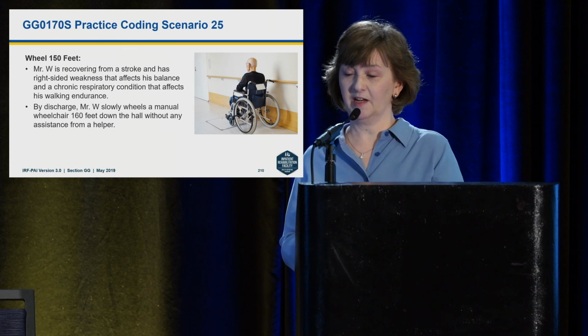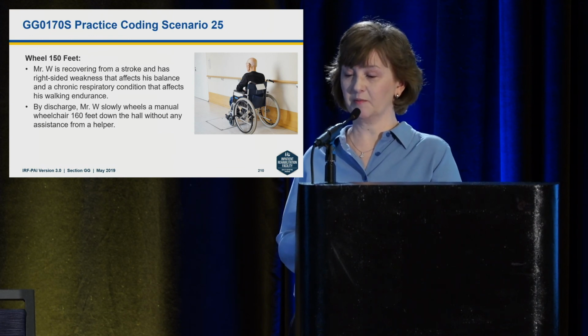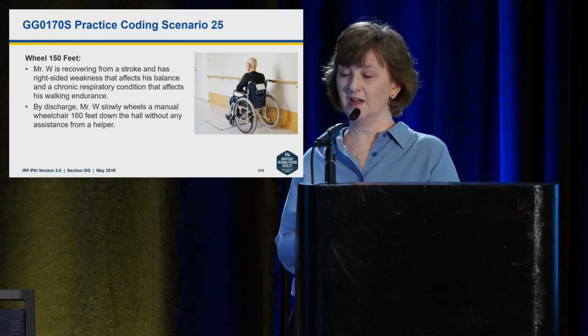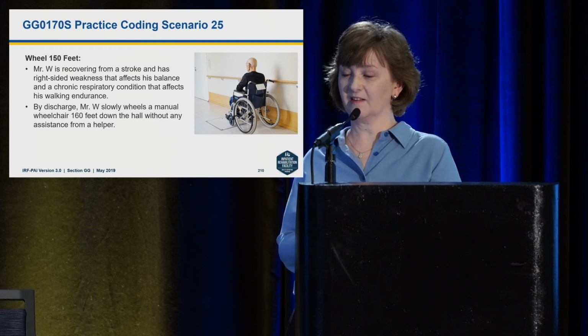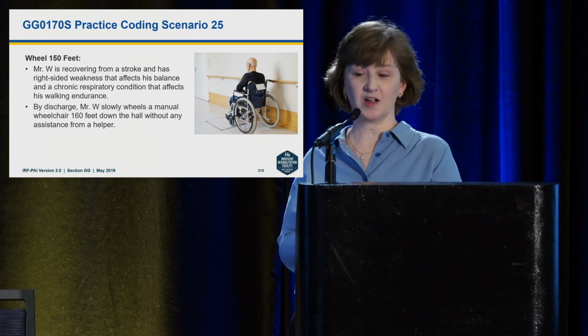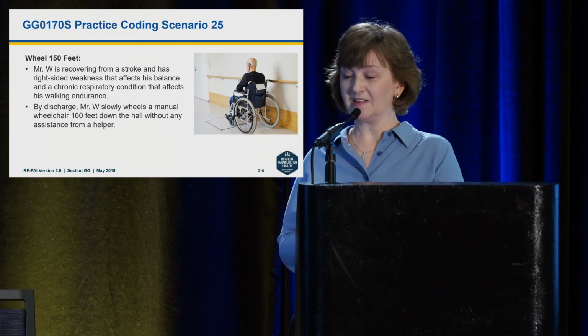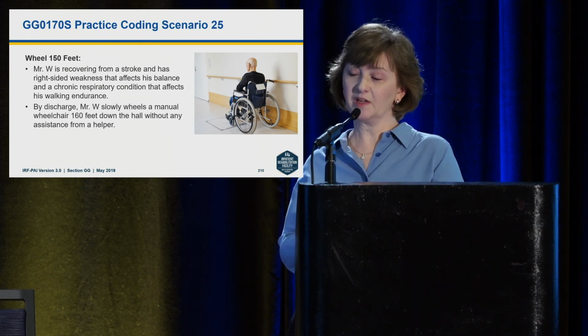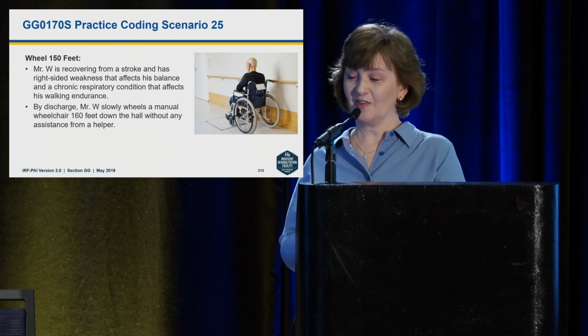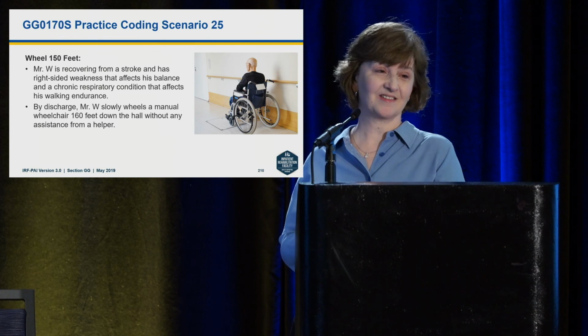So we have a scenario here for Mr. W. So Mr. W is recovering from a stroke and has right-sided weakness that affects his balance and a chronic respiratory condition that affects his walking endurance. By discharge, Mr. W slowly wheels a manual wheelchair 160 feet down the hall without any assistance from a helper.